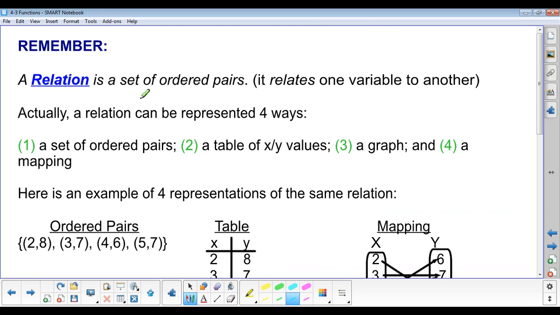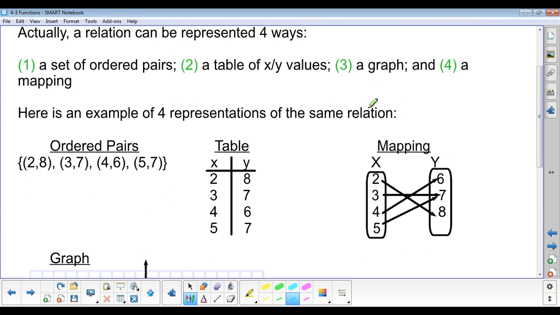So remember, a relation is any set of ordered pairs. That's what we did last week in our books. We saw it represented in a variety of different ways. It can be a set of ordered pairs, like we see here. Notice the set is in between these braces. That's how we know they're a set. In a table, our x values are in the first column, our y values are in the second column, and the ordered pairs make up the rows.